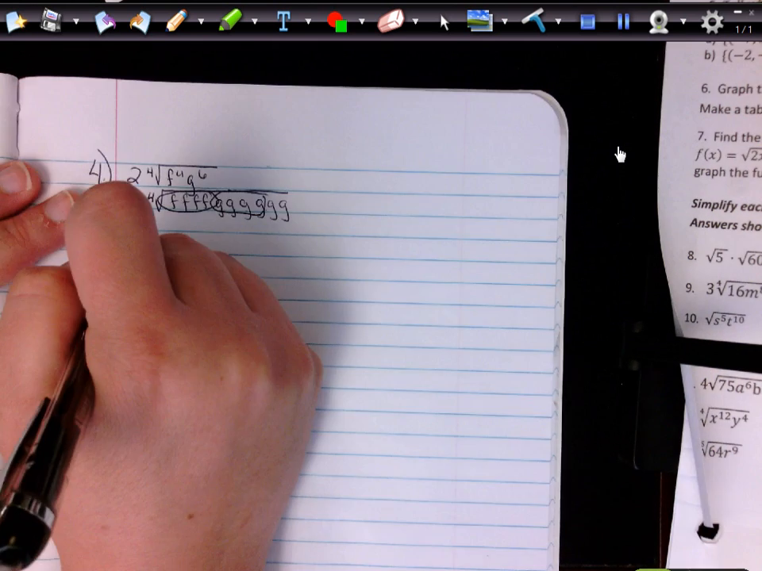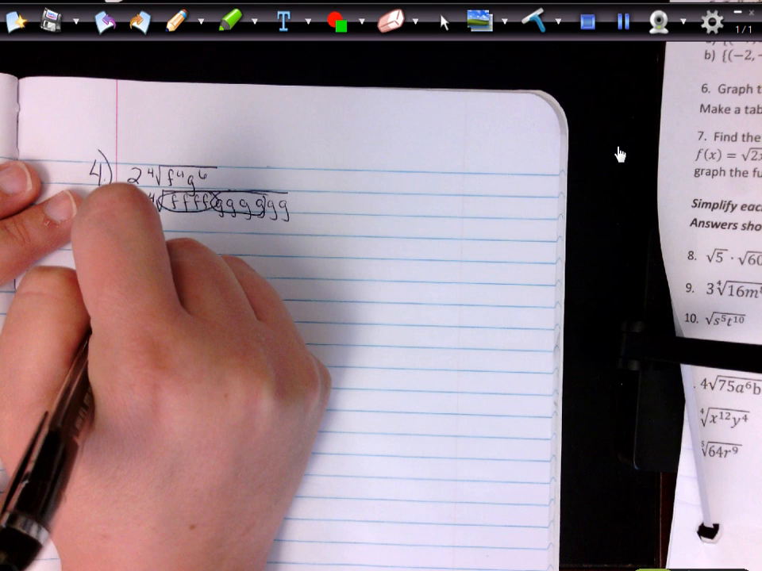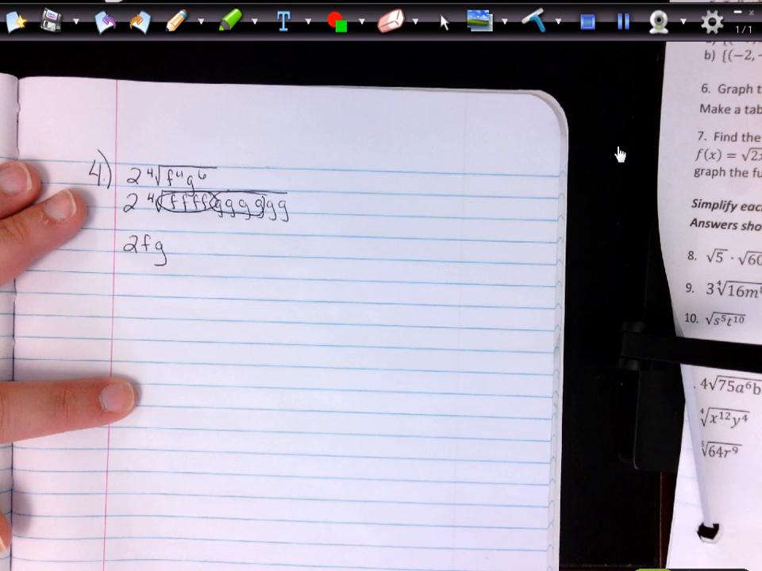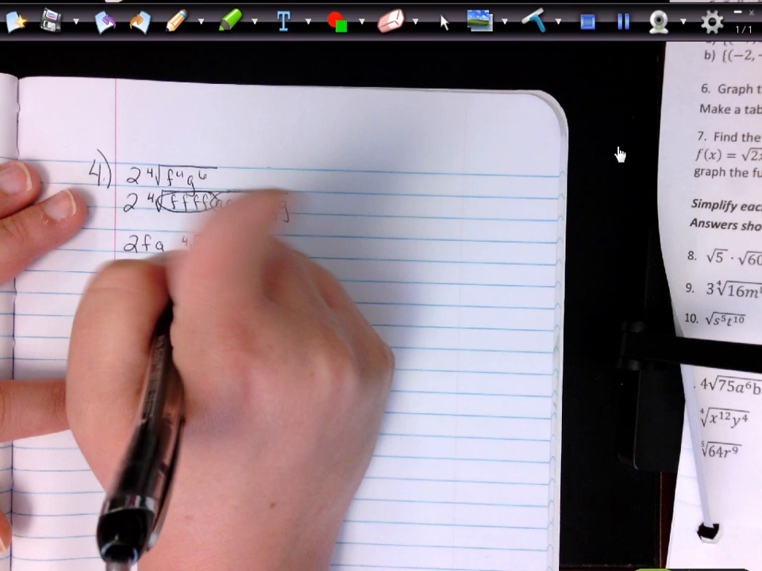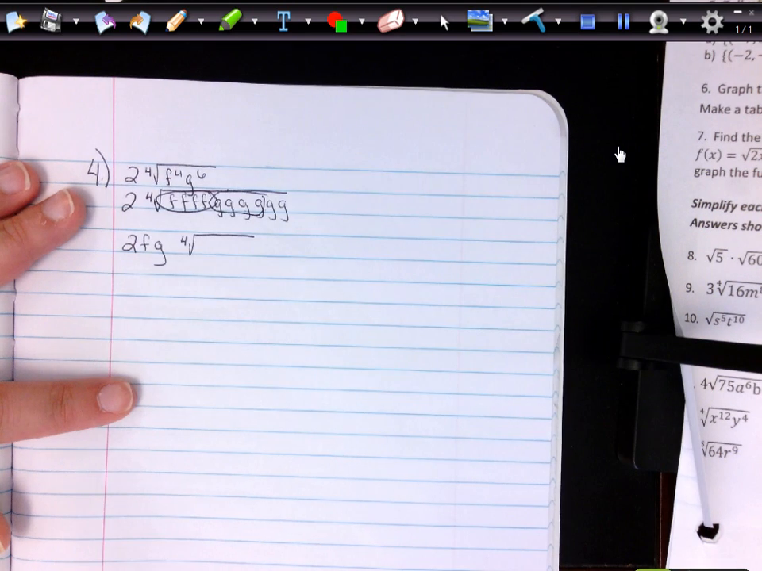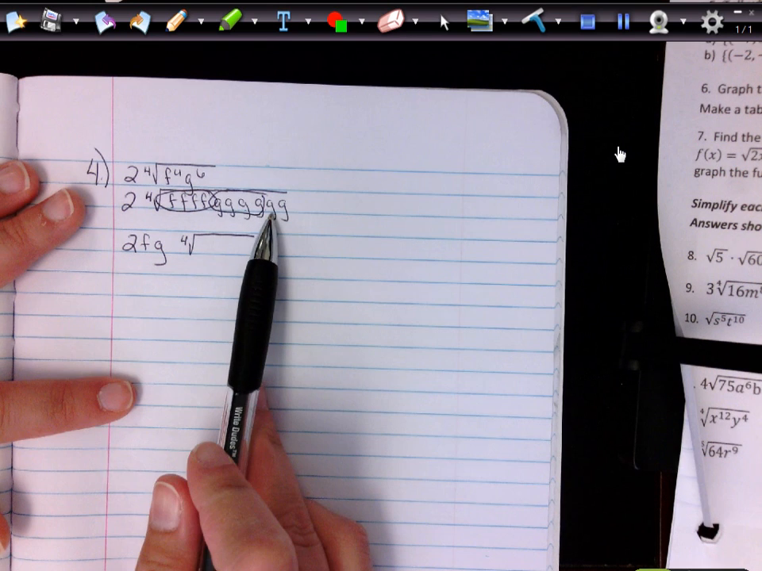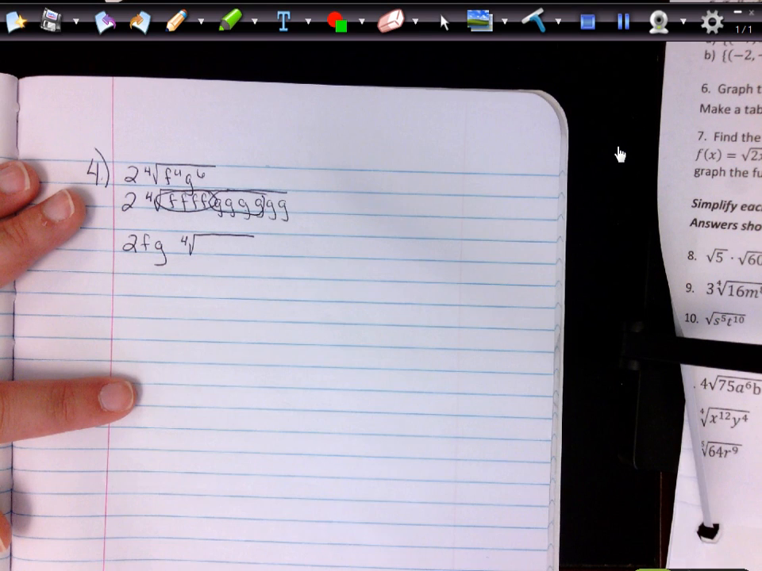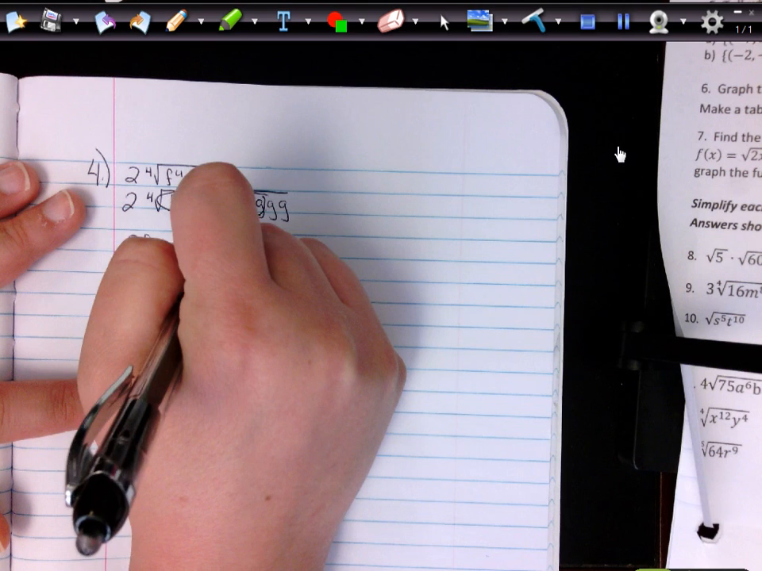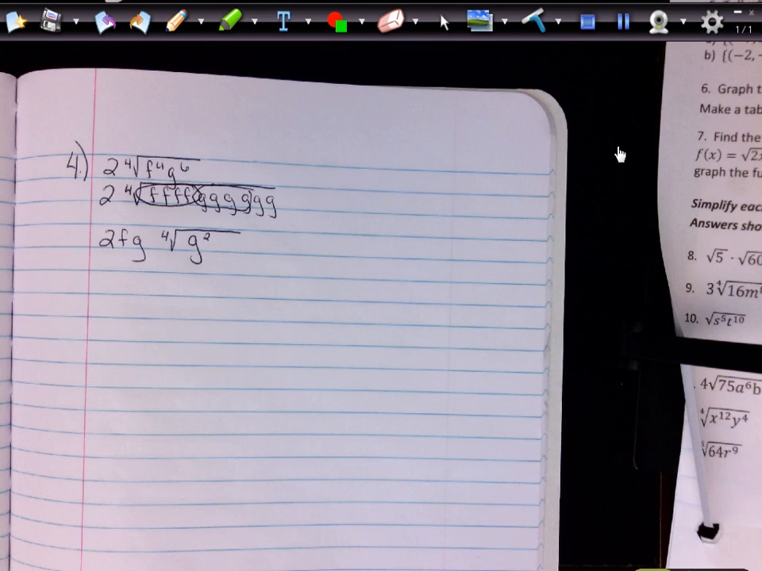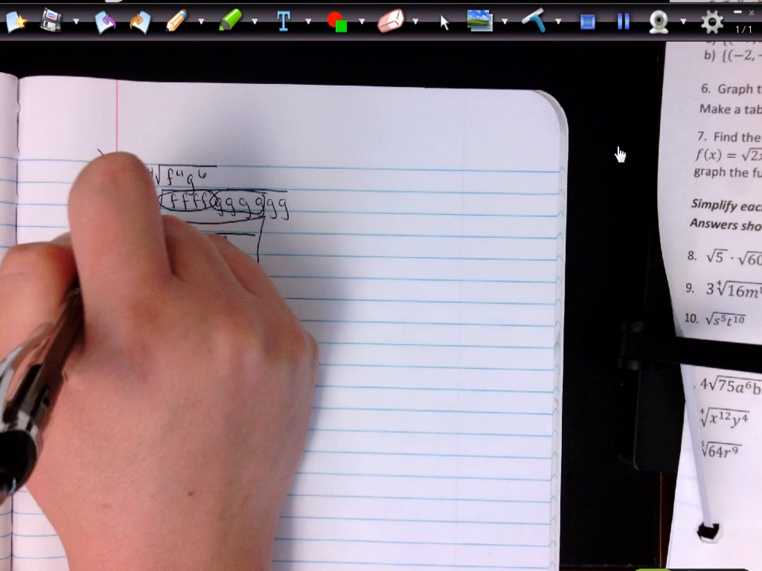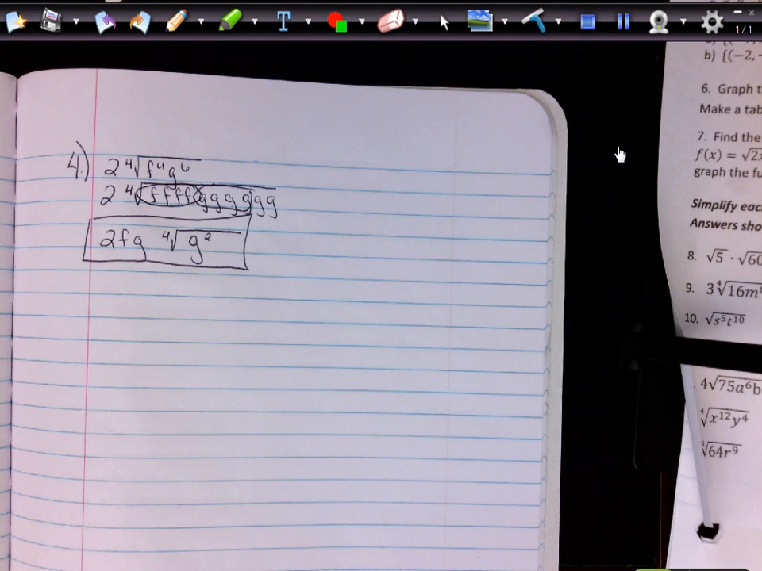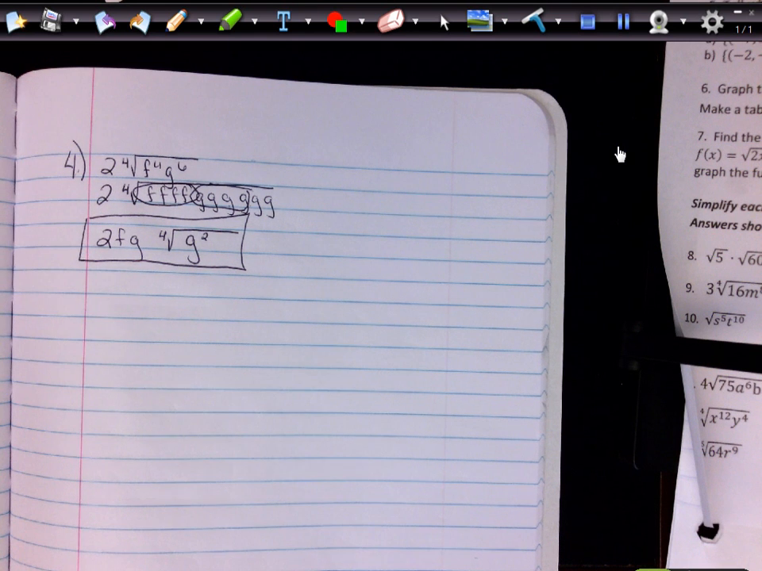So I'm going to bring those to the outside. So 2, f, g, and then I still have to keep my little 4th root. If there's nothing left in the radical, you don't need it anymore, but here I have something left that's not been circled. I have 2 g's, so I'm going to multiply those back together and say that it's g squared. That is my final answer. Please make sure that you have all of that work down before you move on.